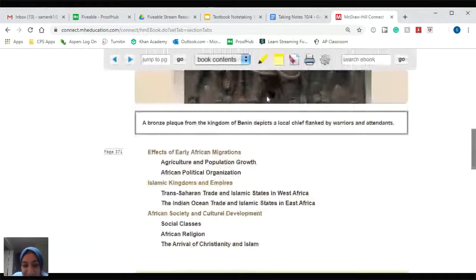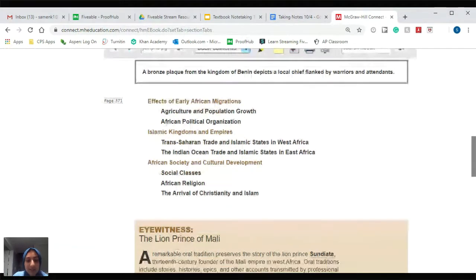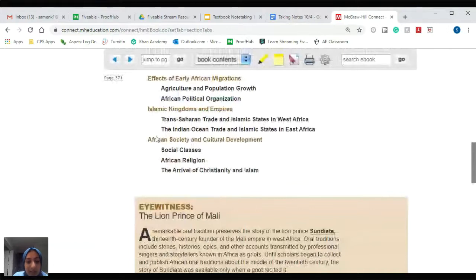Okay. So here basically it talks about everything that's going to be discussed in the chapter. So here we have effects of early African migrations, Islamic kingdoms and empires, and then African societies and cultural developments. Those are going to be the main topics within this chapter, and then you're going to have little subtopics under that, like agriculture, political organization, trans-Saharan trade, Indian Ocean trade, all of that.